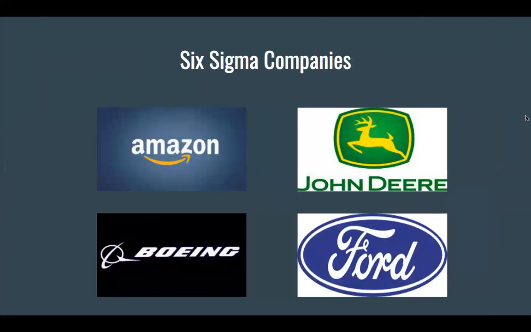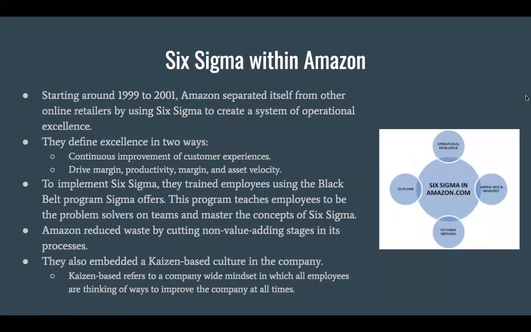This next slide pretty much just highlights a few of the companies who implement Six Sigma within their daily business operations. As you can see, notable companies such as Amazon, Ford, John Deere, and Boeing all utilize Six Sigma. So now we'll talk about how Amazon actually uses Six Sigma and how it all kind of got started.